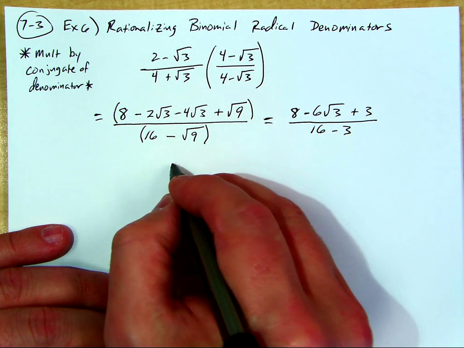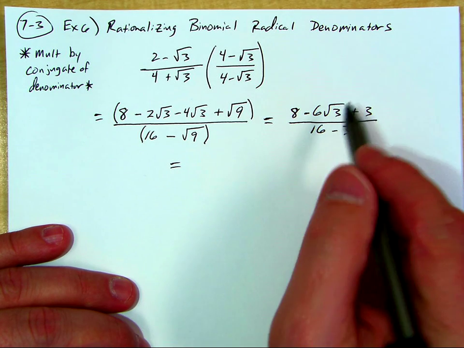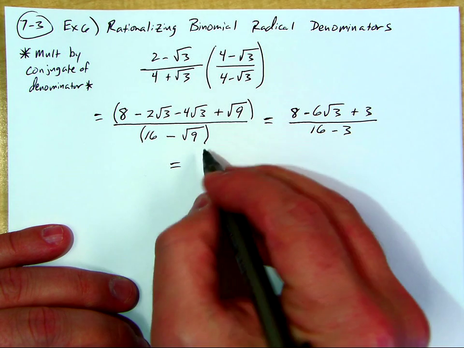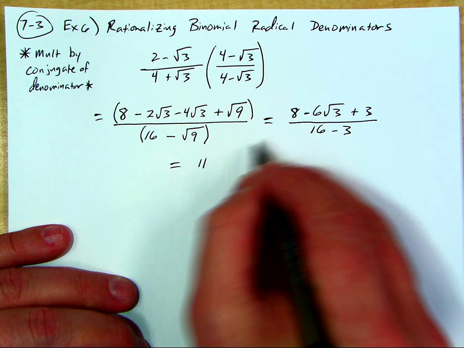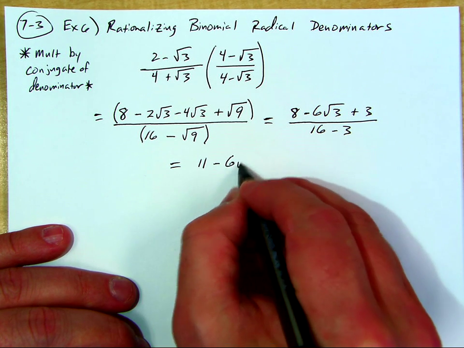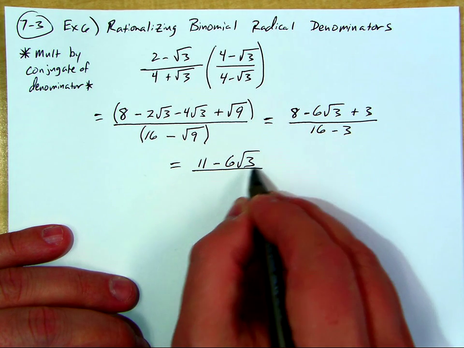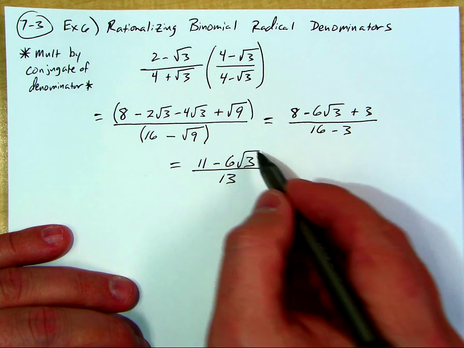Alright, let's put the like terms together one more time to simplify for an answer. We have an 8 and a plus 3. Let's put those together and write it first. That's 11 minus 6 rad 3. And then 16 minus 3 is 13. And that's our final answer.